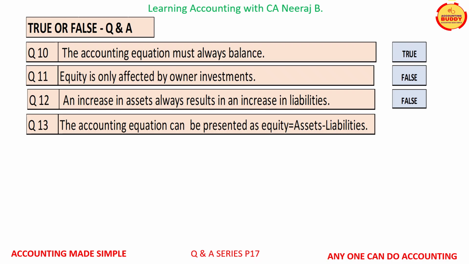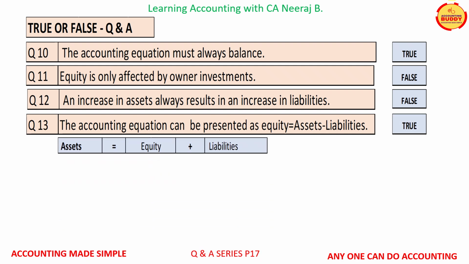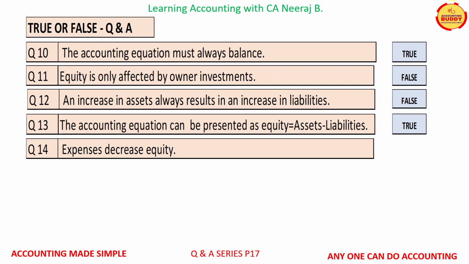Question number 13, the accounting equation can be presented as equity is equal to assets minus liabilities. This is a true statement. This is another way of presenting the accounting equation. Equity is equal to assets minus liabilities. Question number 14, expenses decrease equity. This is a true statement.